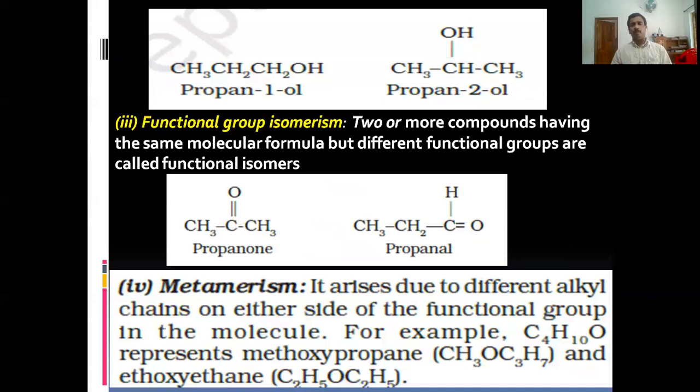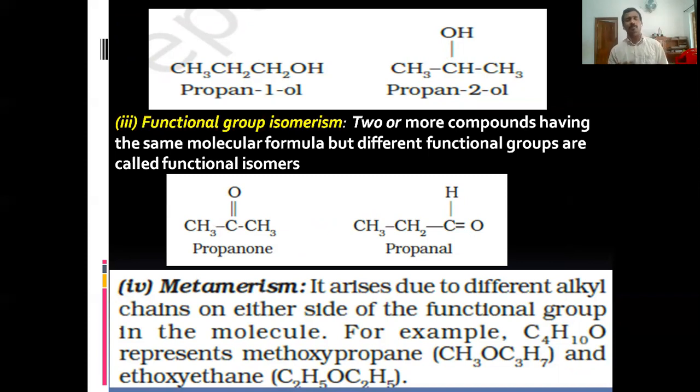Another example is propan-1-ol and propan-2-ol. What is the difference between these molecules? Only the position of the OH group. In the first compound, OH is attached to the first carbon, and in the second compound, the OH group is attached to the second carbon.